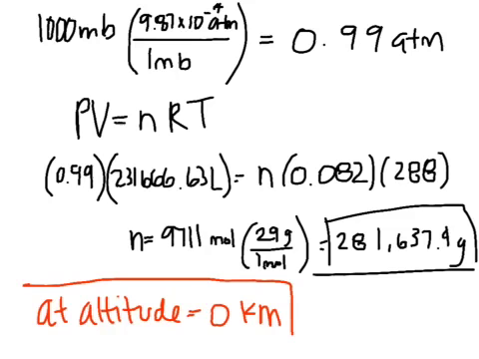We repeat this process for all the different altitudes, which I did in the attached spreadsheet, and we can see that the mass of the balloon, which is 3,203 grams, falls between 30 and 40 meters, and that is our final answer.